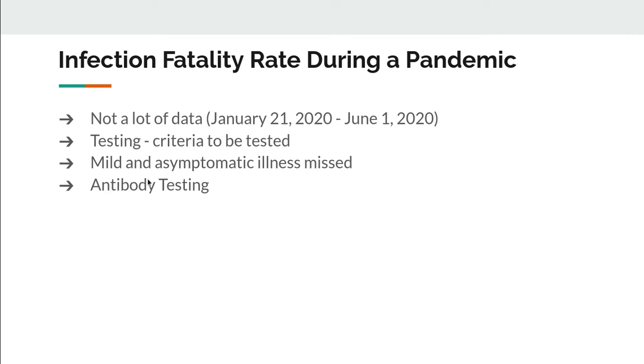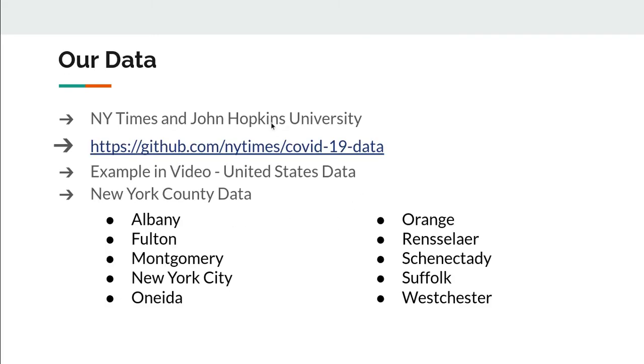So that's why, if you read the article, the antibody testing is important for the statistics, because the antibody testing will actually tell you not only the people that have been severely infected, but the people that were mildly infected and didn't show any symptoms. So you can get a really good idea of how many people have been infected. Then you know how many people have died, and you can find out what your chances of death are if you get coronavirus. Okay? The data that we're going to use is from the New York Times and Johns Hopkins University.